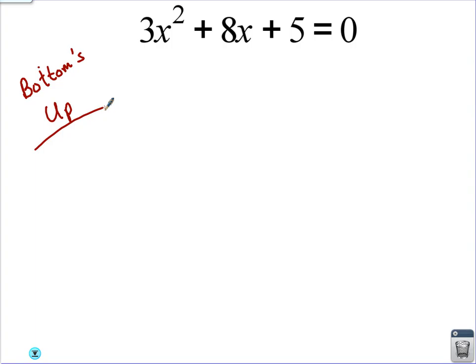Here's when you use bottoms-up factoring. If there is a number out front, in front of x squared, besides 1. There were 1s before. That's what we've been doing. If there's a number that's not a 1 out front, here's how you factor these things. First step, you take that number and you move it to the end. Take the 3, move it over to the 5, and multiply.